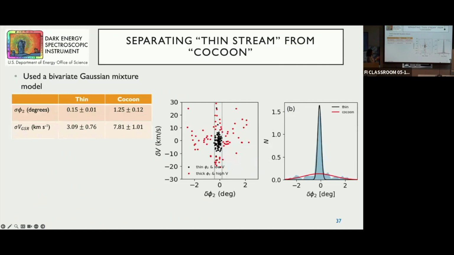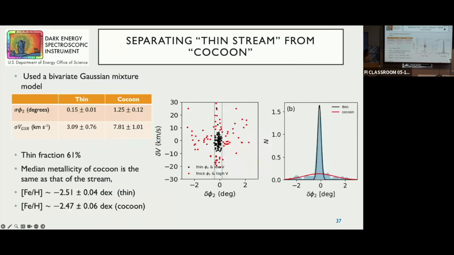This is more typical of what you would expect for a globular cluster stream. Actually, it's a little high even for a globular cluster stream. But about 60% of the stars belong to that thin component, and the rest to the broader component. And what's important is that these two have almost exactly the same, statistically speaking, metallicity. So they're not from background or something else.